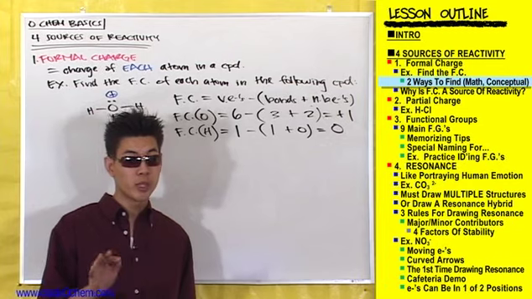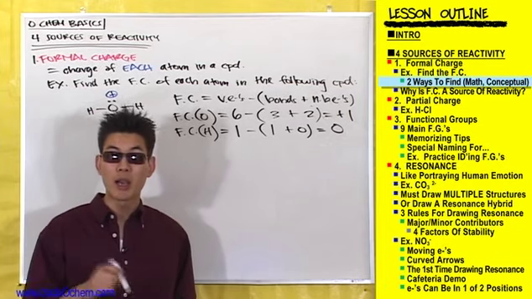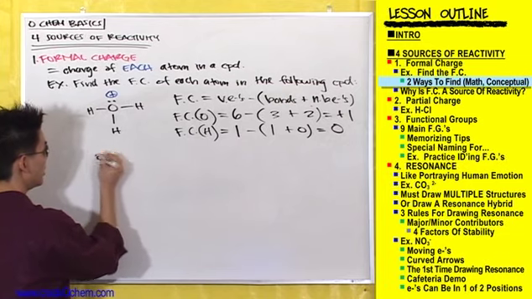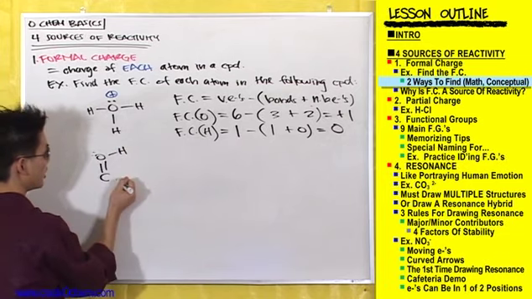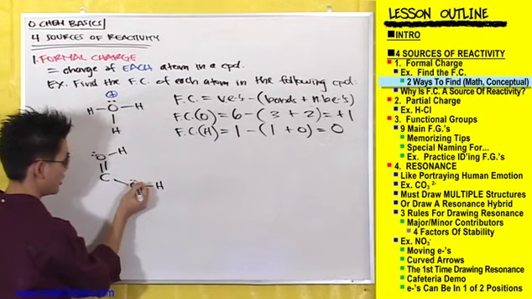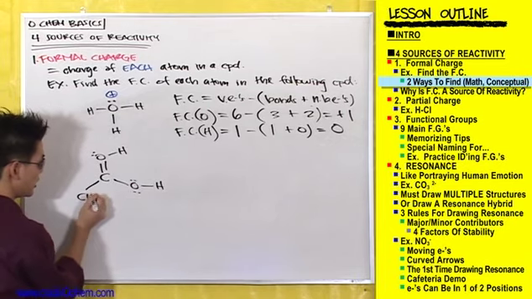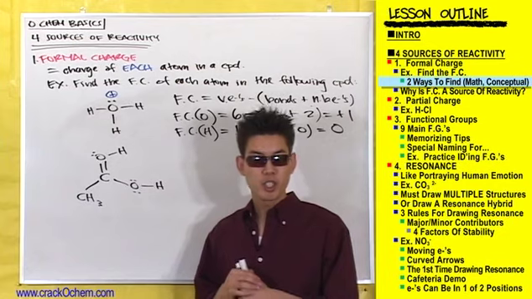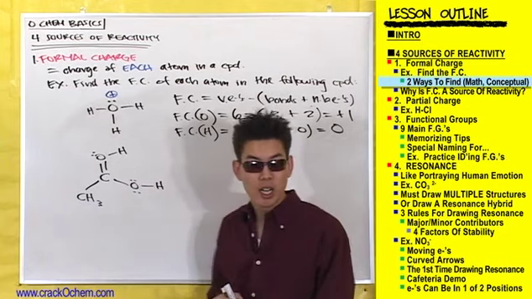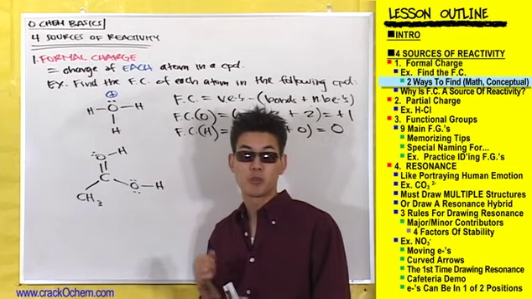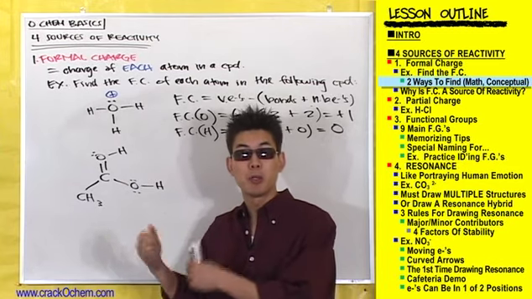If you're not sure what I mean, go ahead and try this example out on your own. A C double bonded to an oxygen connected to a hydrogen, connected to an oxygen, connected to a hydrogen, connected to a CH3. If you determine the formal charge on each of these oxygens, you should find that the formal charge of one oxygen is 0, whereas the formal charge of the other oxygen is plus 1.